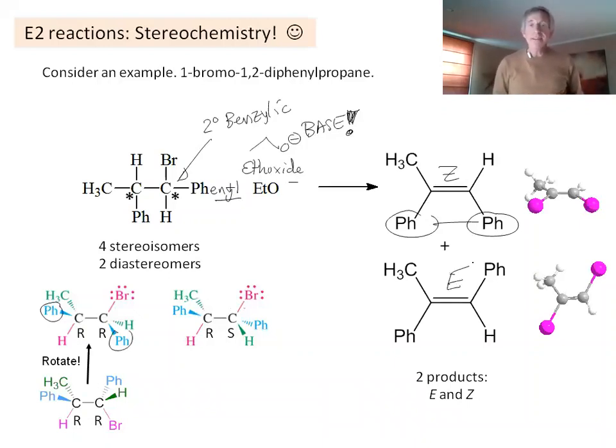Okay? So depending on which stereoisomer you start with, you will end up with one of these specific alkenes, either the E or the Z. So now we have to pay attention to chiral carbons, different orientations of these chiral carbons, and then different possible products, E or Z, for your alkene.